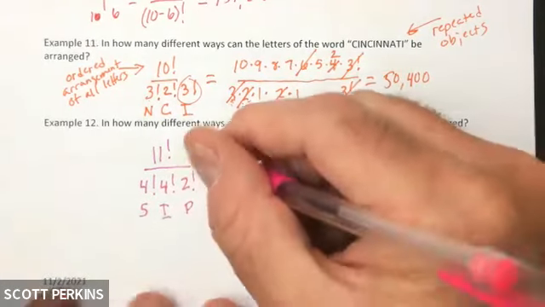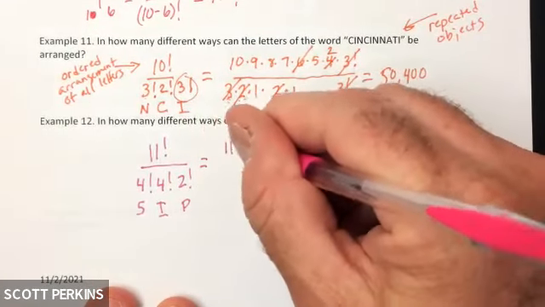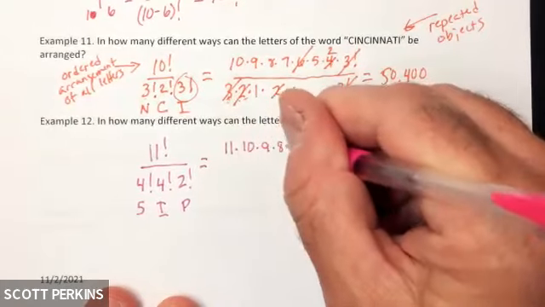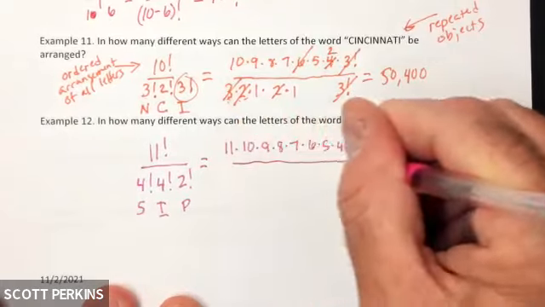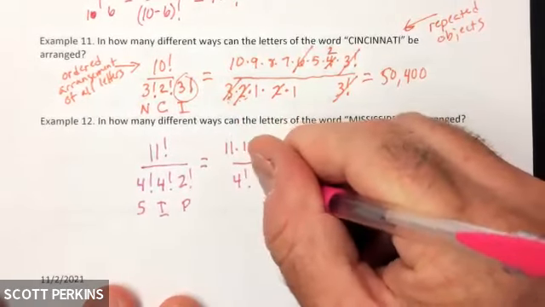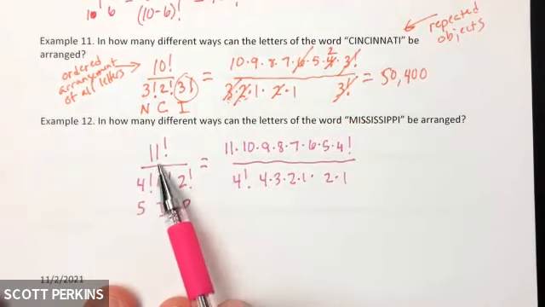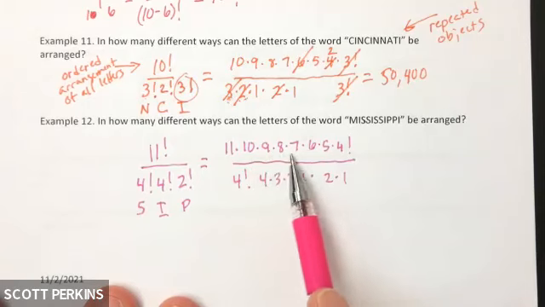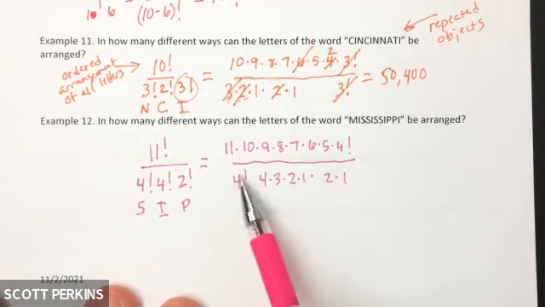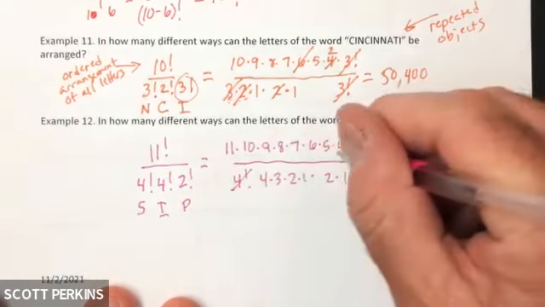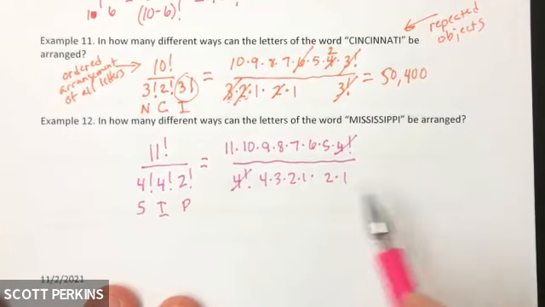And so again, however you choose to do this calculation, whether you're using your calculator or the brute force method like me, so in the top 11 factorial is 11 times 10, 9, 8, 7, 6, 5. And then the 4, 3, 2, 1, I'm going to keep written as 4 factorial because they're going to cancel with this 4 factorial right here. Then the next 4 factorial I wrote as 4, 3, 2, 1. And then the 2 factorial is 2 times 1.